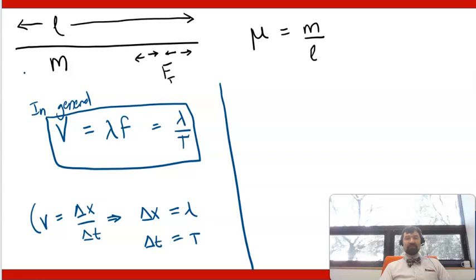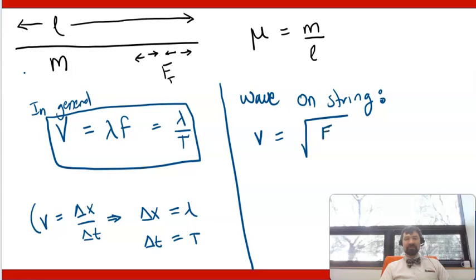For a wave on a string, we have an additional equation that can be used to determine the speed. So wave on a string, we can also note that v is given by the square root of the tension in the string, Ft, divided by the linear density, the mass per unit length.